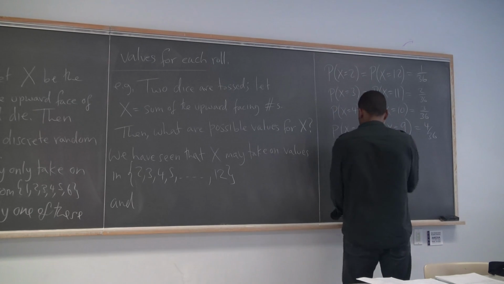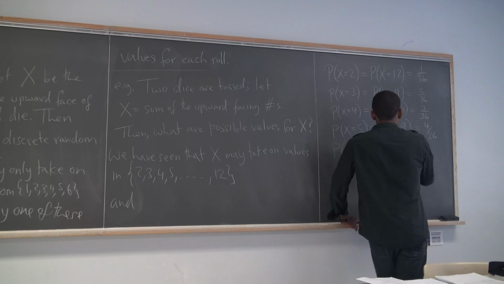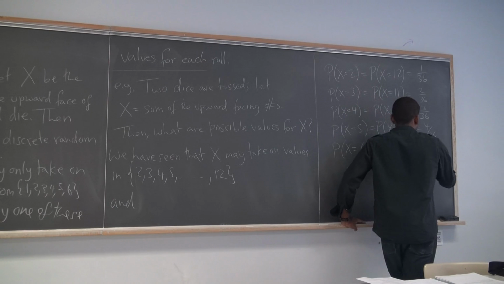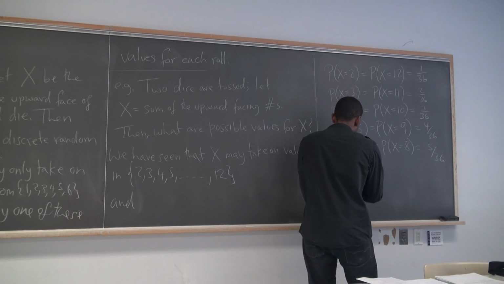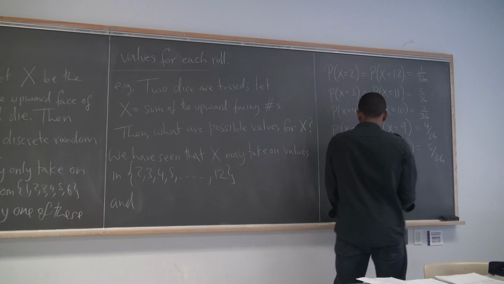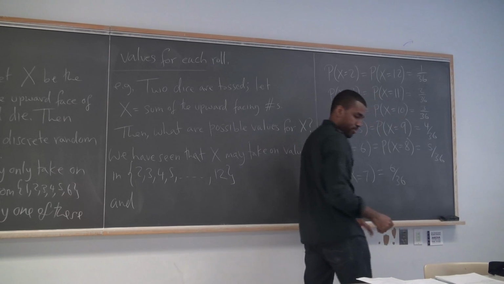And that's 6 and 8. The probability that x equals 6, the probability that x equals 8, this was 5 out of 36. And then finally we have the probability that x was a 7, which stood alone, with 6 out of 36 possibilities.